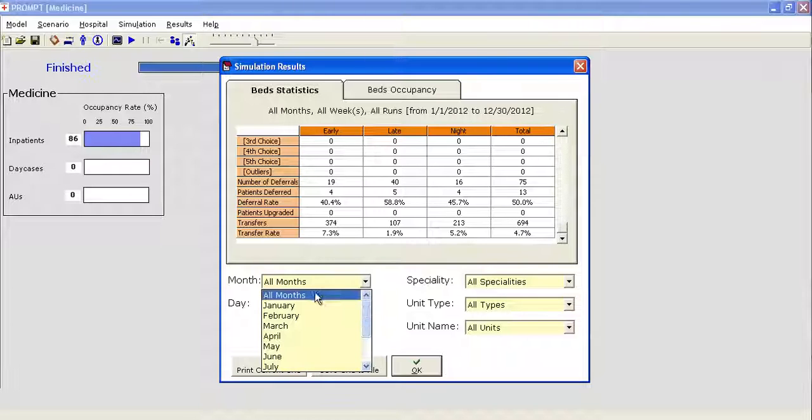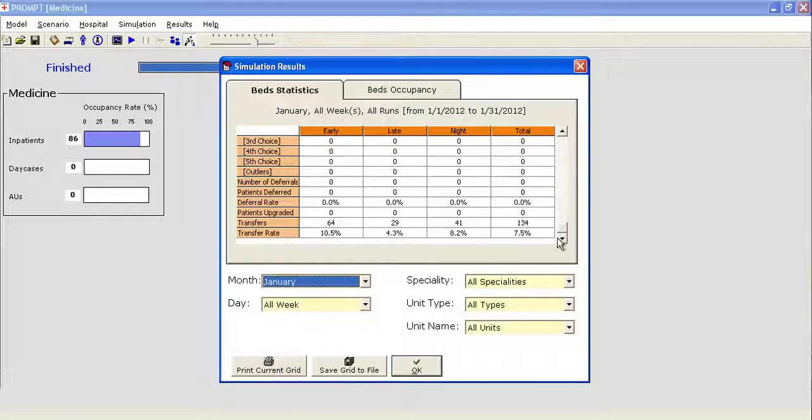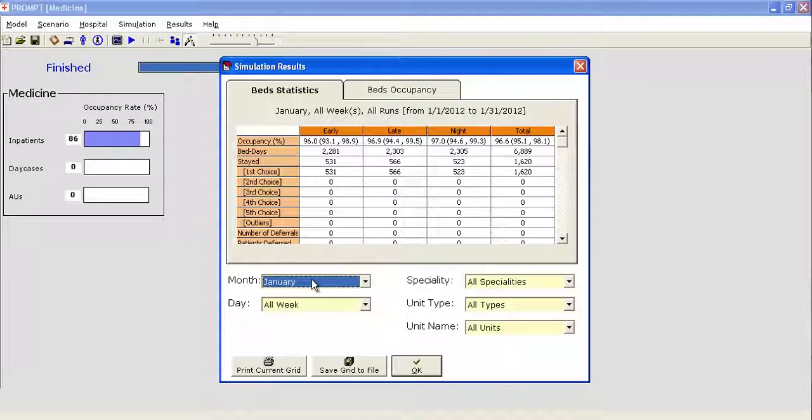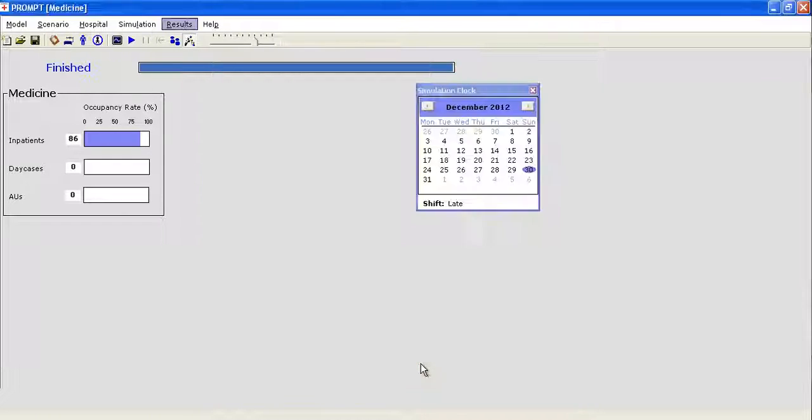And I can drill down to look at that occupancy by the different times of the year. So I can see, for example, the occupancy in January is more like 97%. In February, it's 100%. So the beds were completely busy throughout February, March, and nearly April, as we saw in the graph. The benefit of this model, where it really comes into play, is the scenario capability.